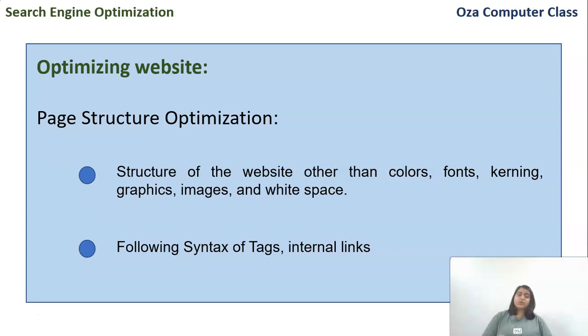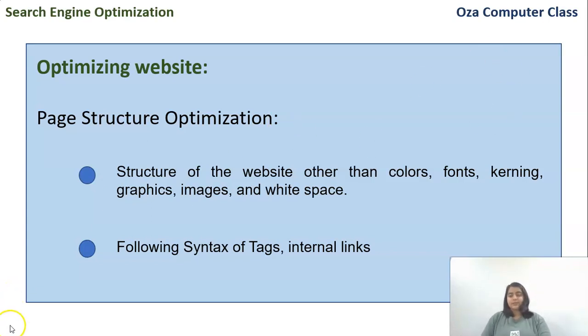The next is using the image tag with its attribute ALT, that is alternative. In any case, if the image is not downloaded at the user end, the user can at least view the text written about what the image was about.